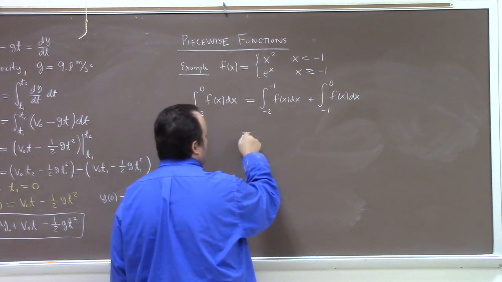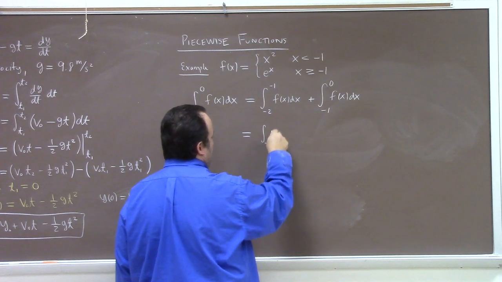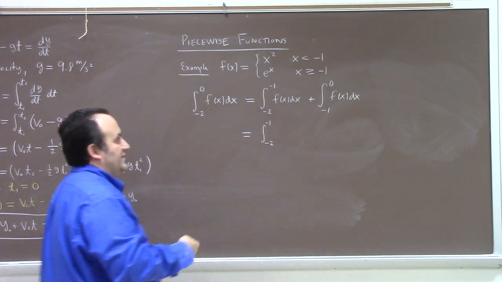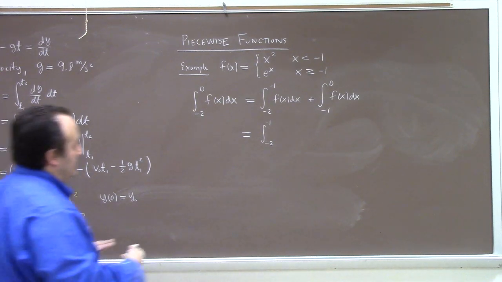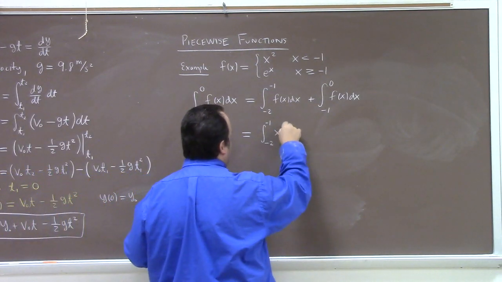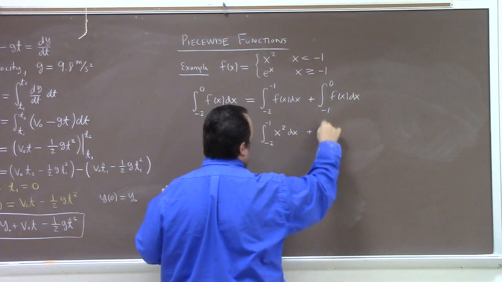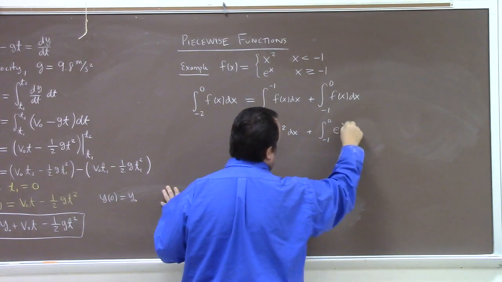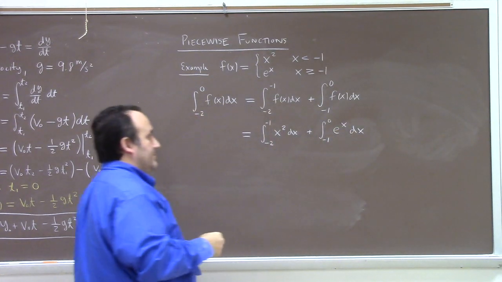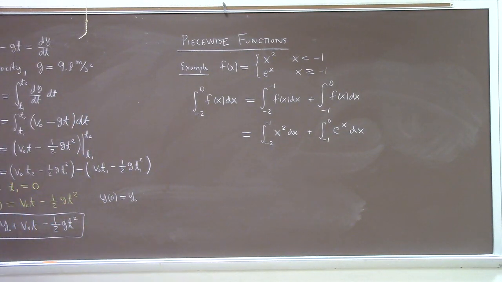So that's the integral. And now we can put specific formulas, right? Because between minus 2 and minus 1, we're dealing with x less than minus 1, right? So the correct expression to put for that integral is x squared. And the other one, since x is larger than minus 1, we're in the e to the x case, yeah?